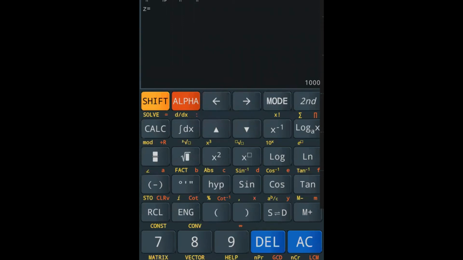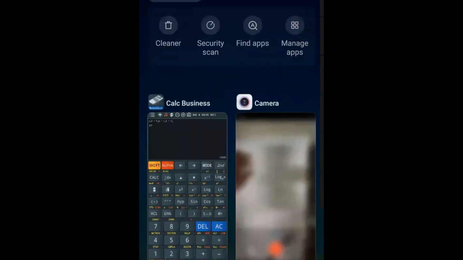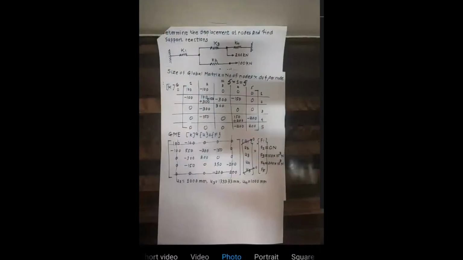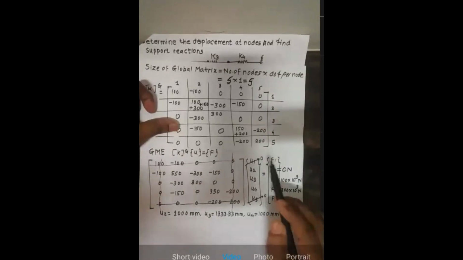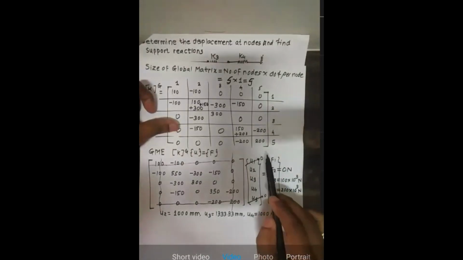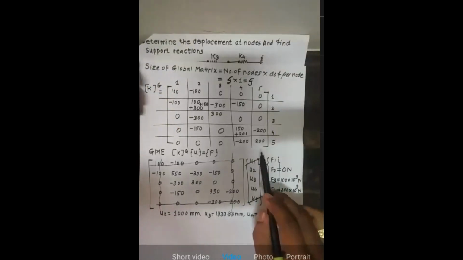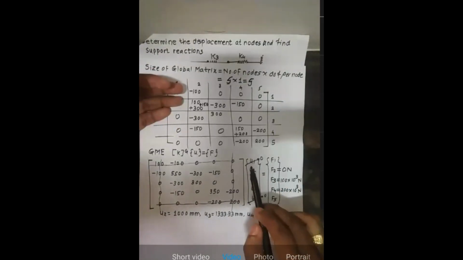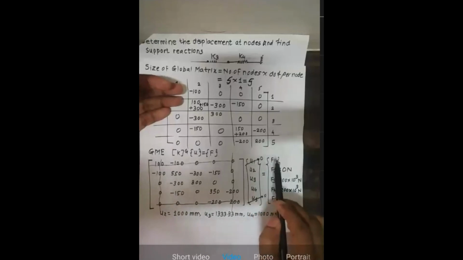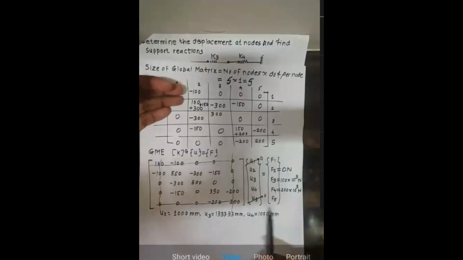Now we have just calculated a value. We don't know whether our values are correct or not, right? So for that, we need to calculate the reactions. The point where displacement is 0, that is a fixed support, and obviously only at that point you will get a reaction. So the reactions will be F1 and F5.